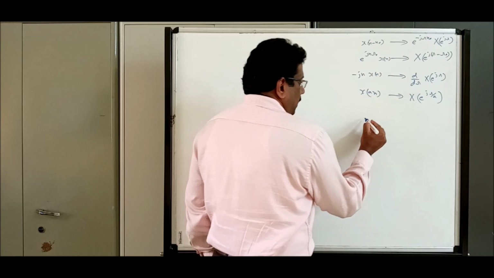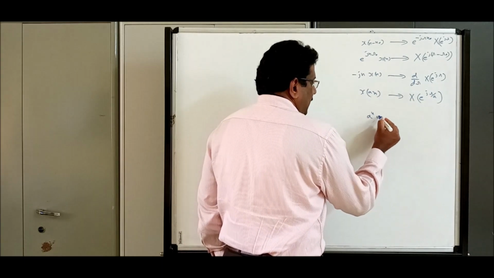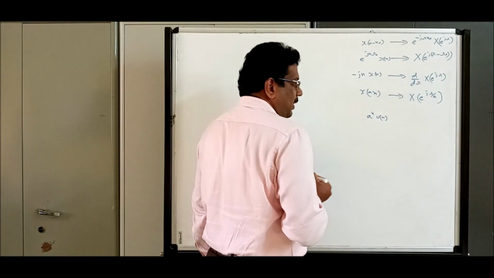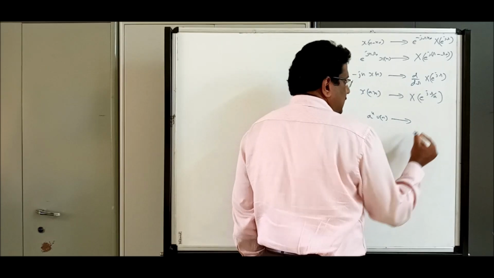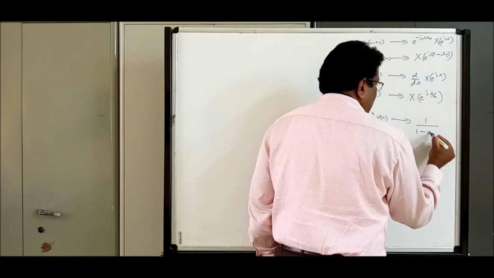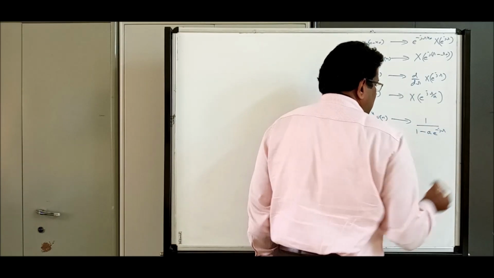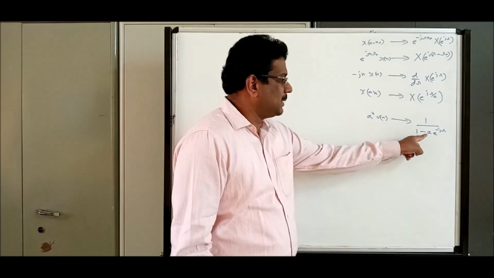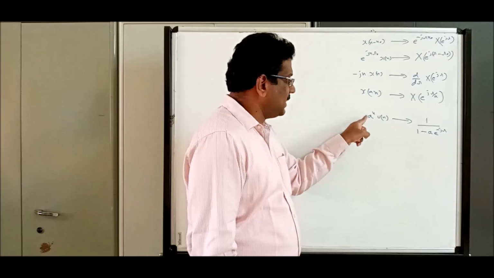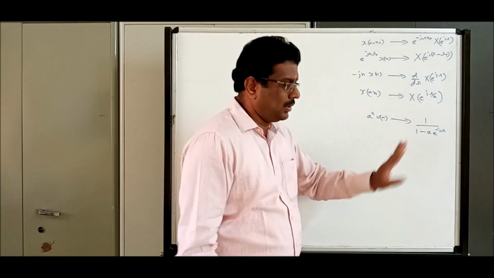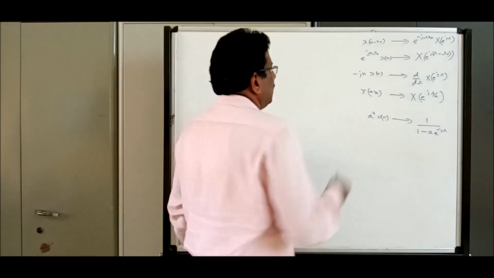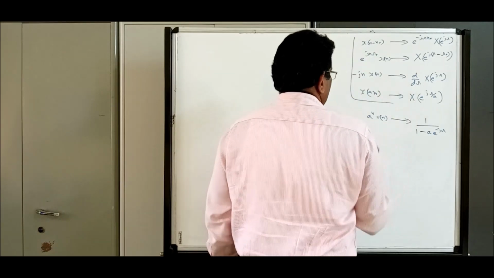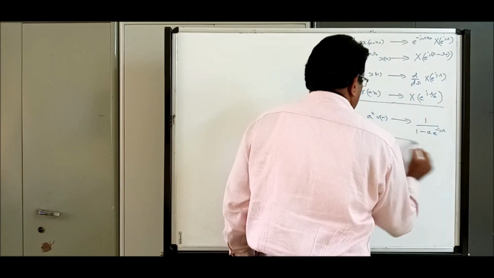Please do remember the basic problem I did in the last session. a power n u of n, its DTFT is 1 by 1 minus a e power minus j omega. Please do remember, if it is a, here it is minus a. If it is minus a power n, it is plus a. That's the general statement. Even you should know this. So this is one of the important things.